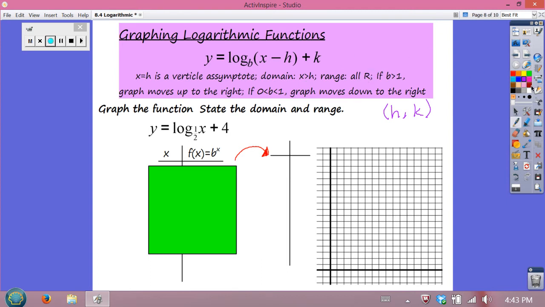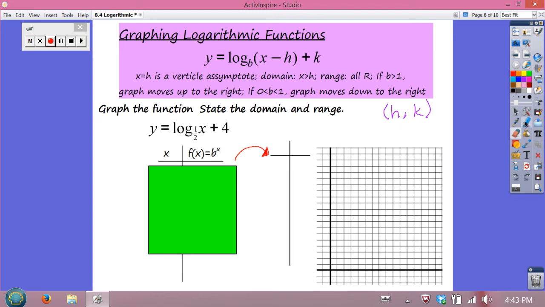Just to quickly remind you, we had in our b to the x equation, our range was the y values, and our domain was all real numbers. So again, they're just flipping them, right? But let's just forget about that for now.